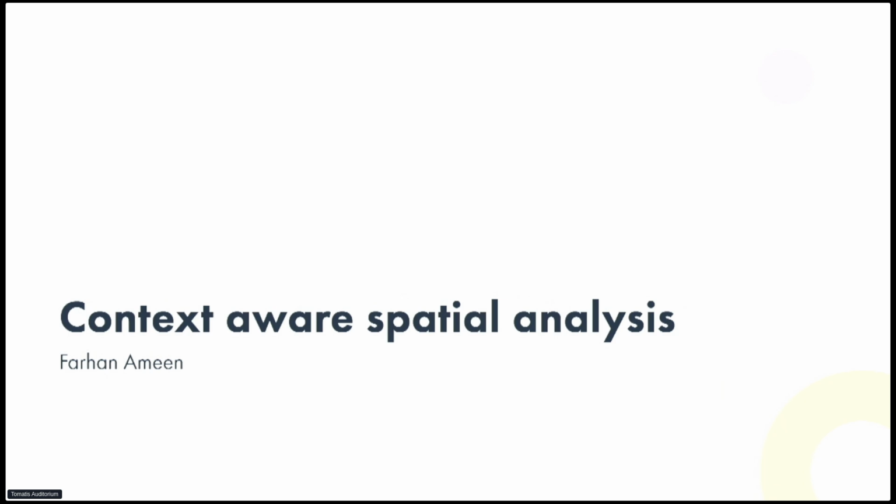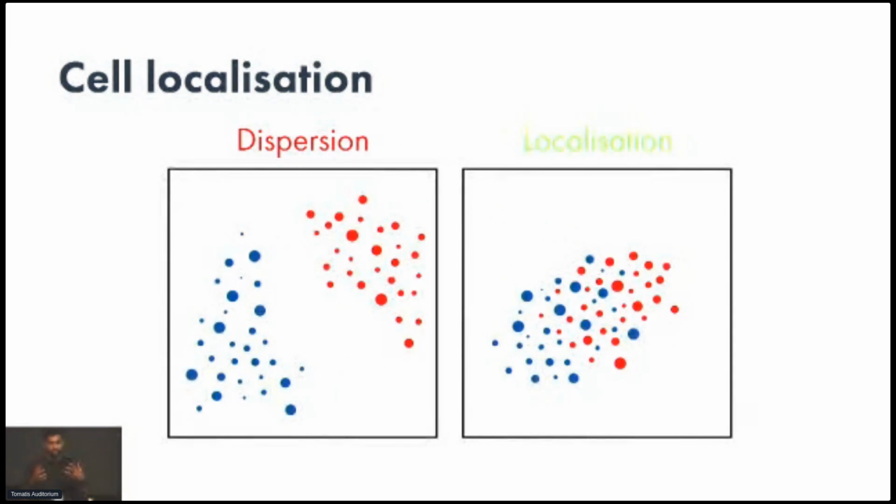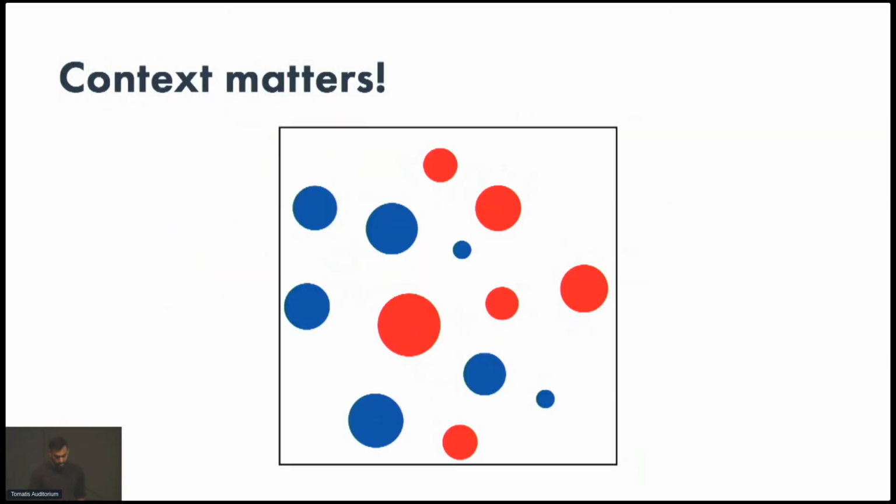My name is Farhan. I'm a second-year PhD student, and I'm obsessed with spatial analysis. At its simplest form, we can describe the relationship between two cell types as either dispersed or as localized, where they're intermingling as a sign that they may be interacting or communicating. However, this is not as simple as it seems. Take this toy example right here, where we have two cell types which here appear randomly distributed within the image. I don't have enough evidence to say they are localized, nor do I have enough evidence to say they are dispersed.